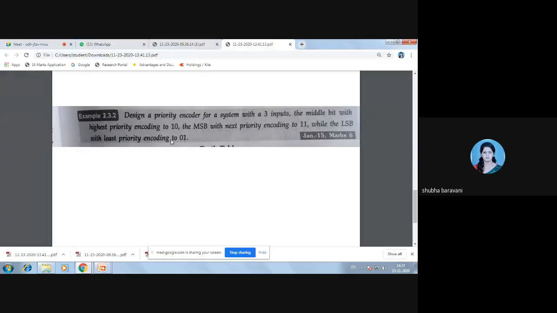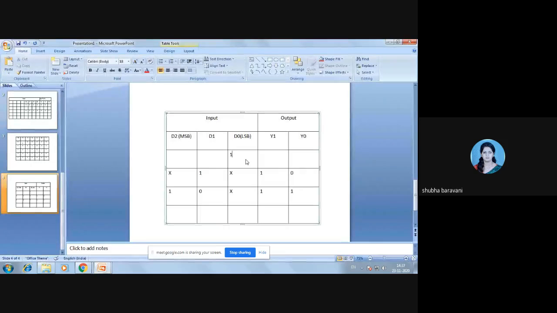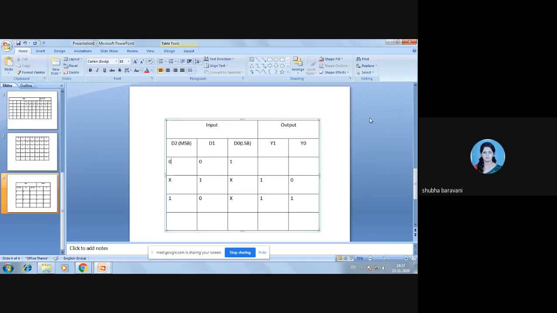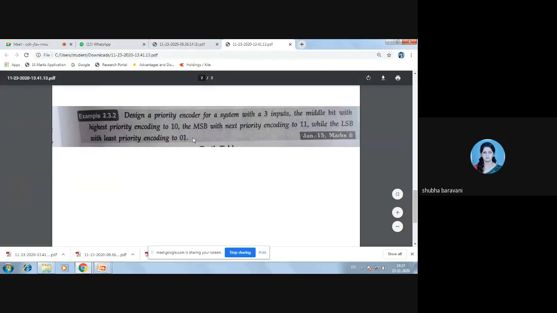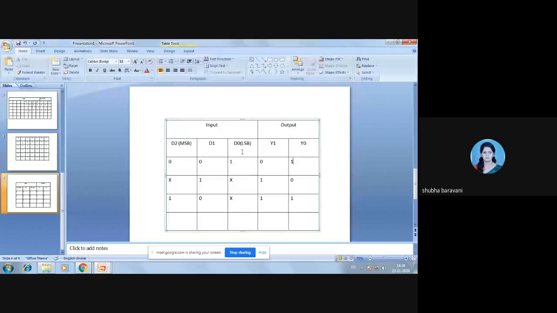Next, the LSB with least priority encoding to 0 1. What he has said here, LSB with least priority encoding to 0 1. So what I have done, LSB I have made it 1, giving you 0 1. Is this understood, everyone?